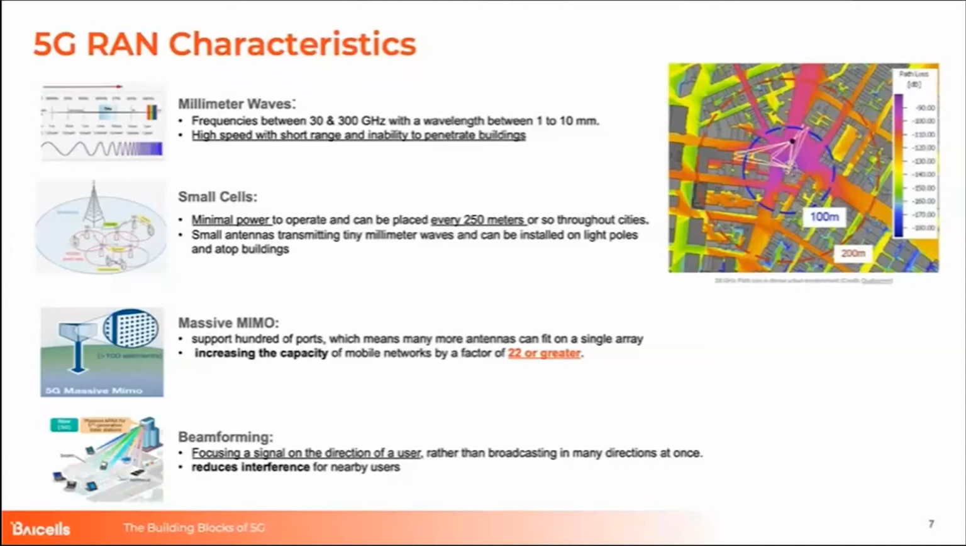Then the last one is beamforming. Instead of the signal broadcasting in many directions, you actually focus on the user. The signal would be tracking the user, and that would definitely reduce interference between users. So these are the 5 main RAN characteristics.